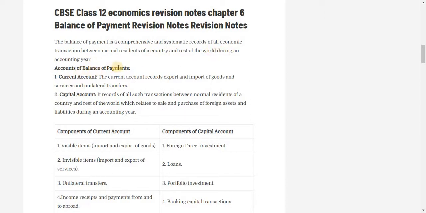Accounts of balance of payments. 1. Current account. The current account records export and import of goods and services and unilateral transfers. 2. Capital account. It records all such transactions between normal residents of a country and the rest of the world which relate to the sale and purchase of foreign assets and liabilities during an accounting year.